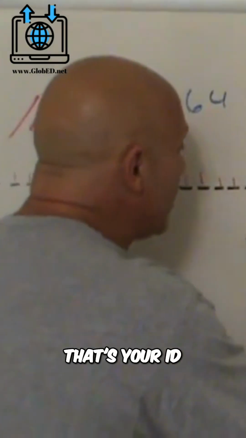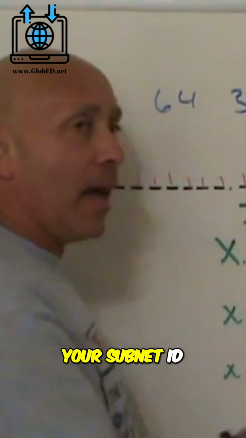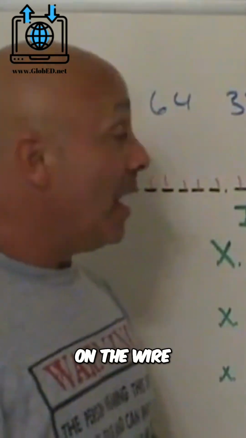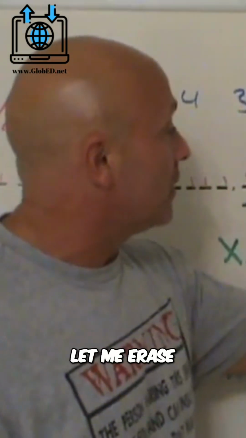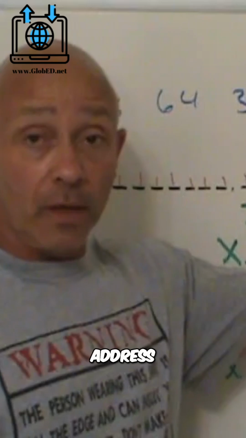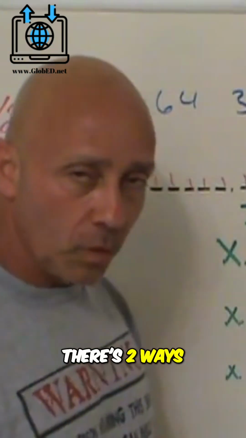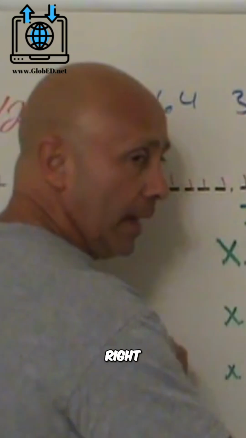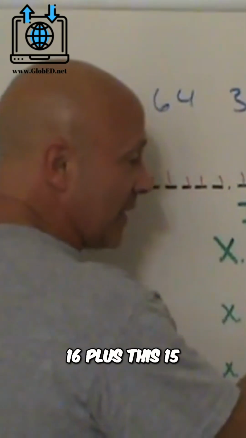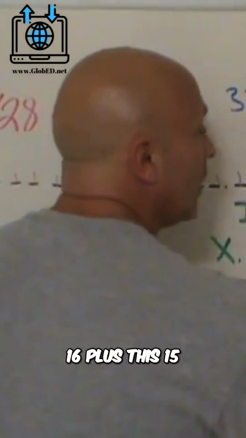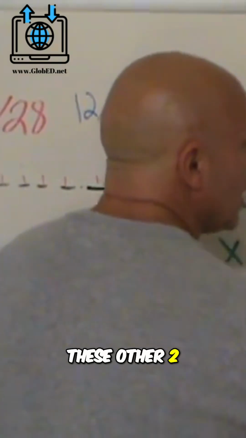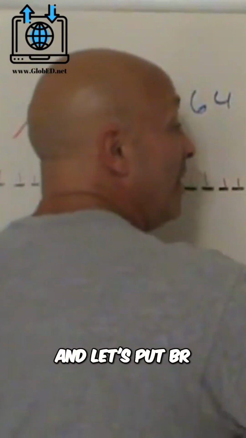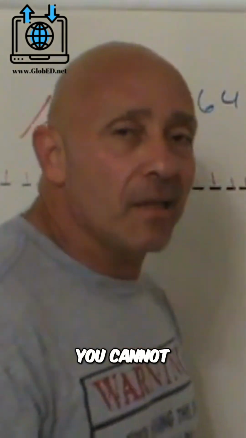Now, that's your ID, your network ID, your subnet ID, whatever you want to call it. That is what tells you the network that's on the wire. The next one you need to find out is the broadcast address. How do you get that? There's 2 ways, very simple. This 16, not that. 16 plus this 15 is 31. This is your broadcast, let's put BR. These are the 2 addresses that you cannot assign.